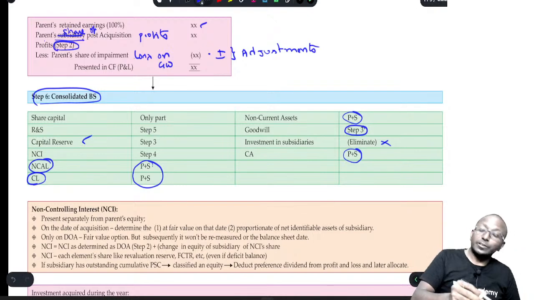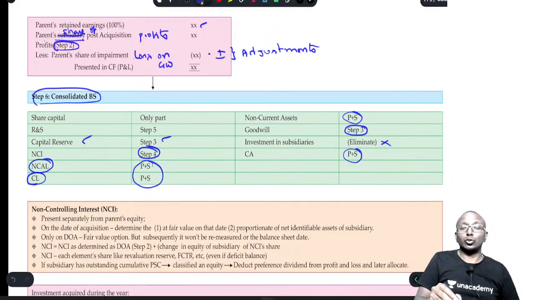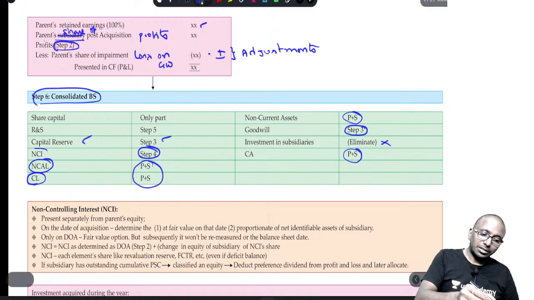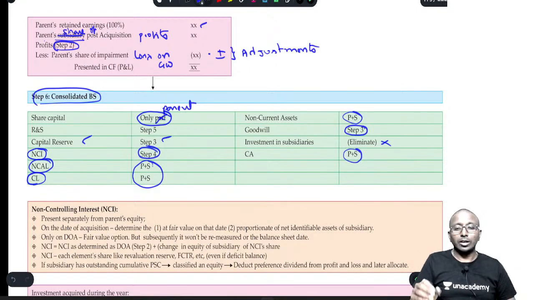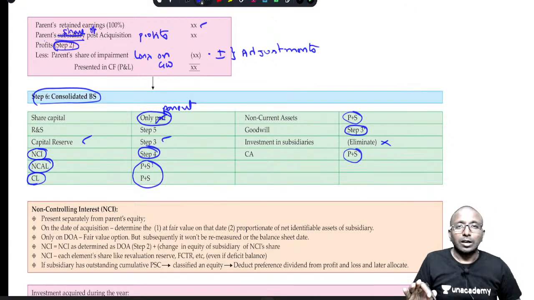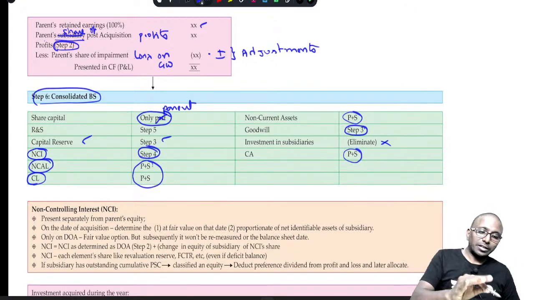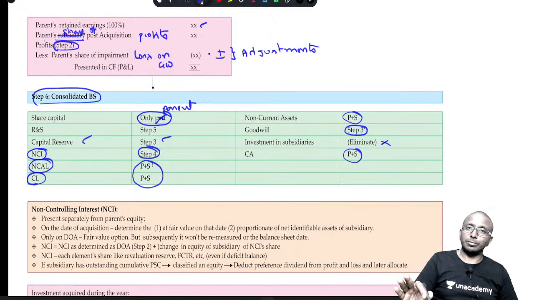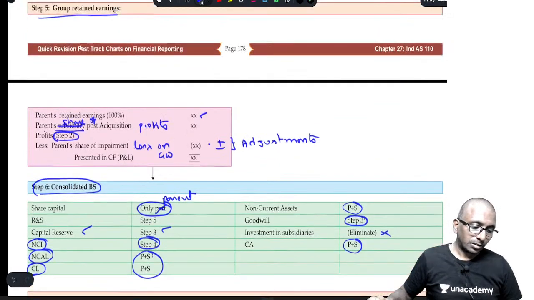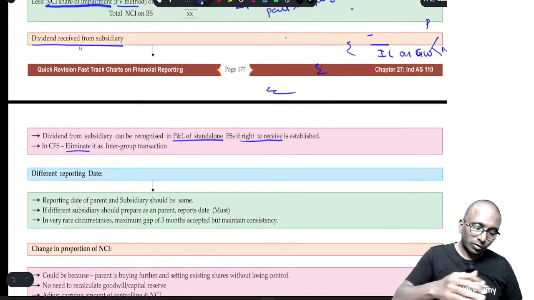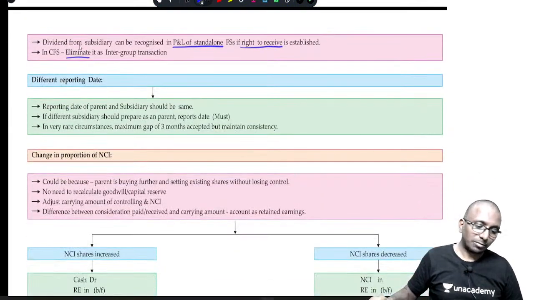Next, capital reserve, if it comes from step number 3, and NCI, which we have told you already, that number is going to come. Equity share capital is only of the parent company. Only the parent company's share capital is going to come here. Let me look at the information one by one, a little more.